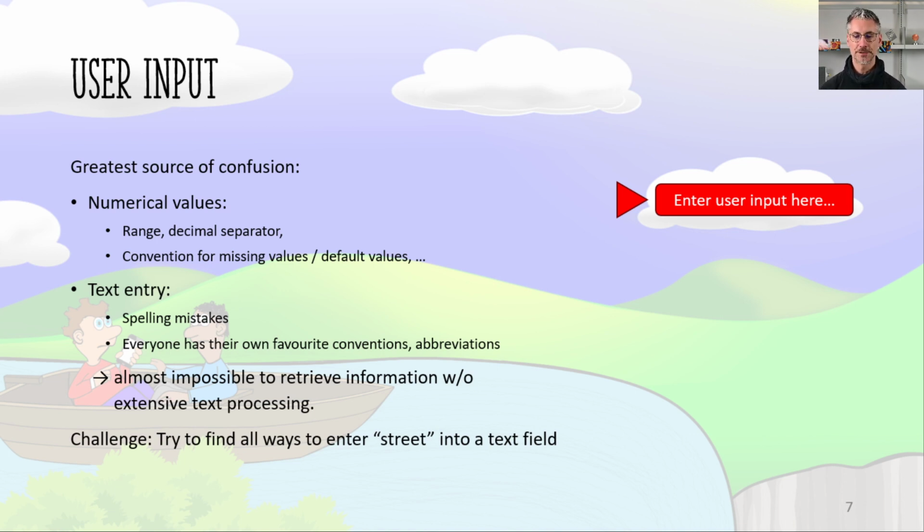If you want to challenge yourself, try to find all ways to enter street into a text field and see if you can recover street with all the mistakes that can be made. So you can already see from such a trivial exercise that it's very difficult to represent all the information the user has entered in a research data management system.